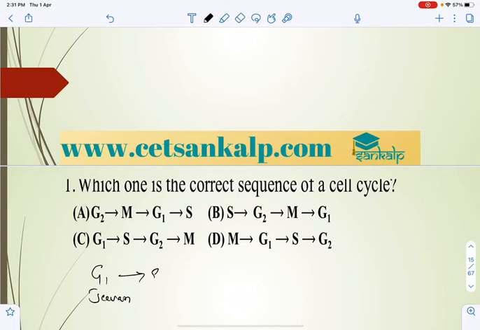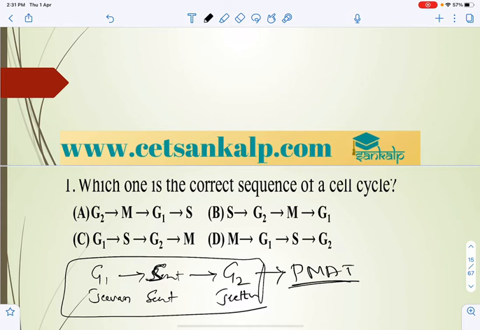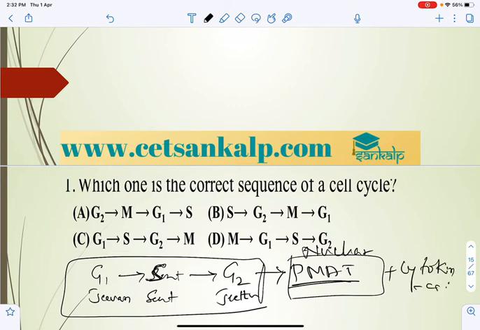G1, S, G2. Here you can write S phase, then G1, then G2, to write in the PMAT exam. So G1, S and G2 are interphase, and then PMAT, which is nuclear division, and after that there is cytokinesis. So these are the things you have to keep in mind. So G1, S, G2 and M phase. So C is the answer.